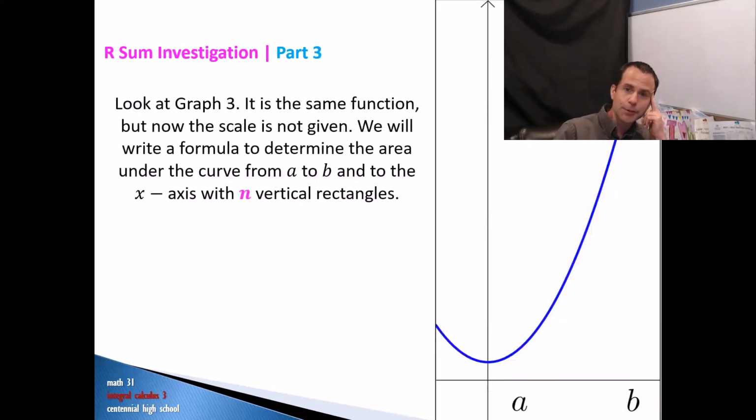So enter part 3. Now, instead of going from 1 to 5, I'm going to ask you to go from a to b, and I'm going to ask you to have n vertical rectangles. The questions I'm going to ask are very similar to the ones I just asked, and if you paid attention to how I set them up, you're going to feel okay with how I set this up.